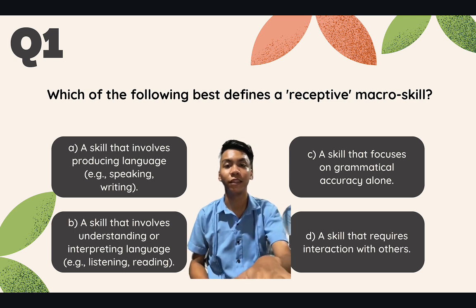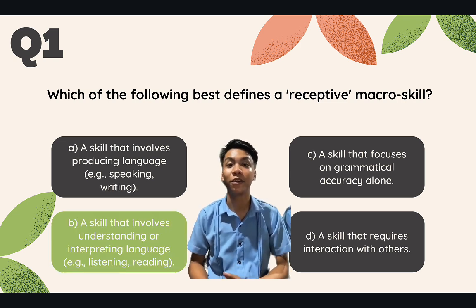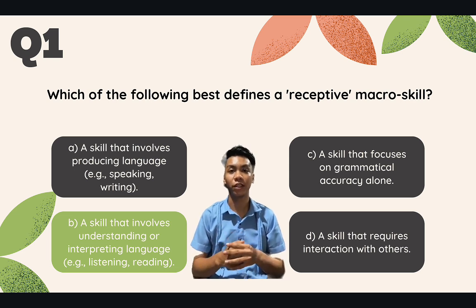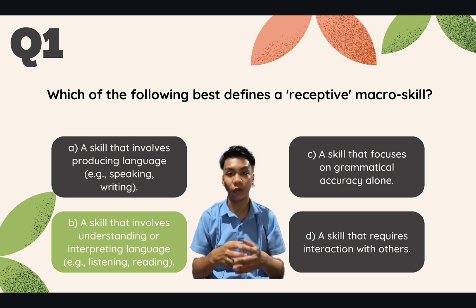Time's up. The right answer is letter B. Receptive macro skills are those where the language learner receives and comprehends information. This means they are taking in language from external sources and processing its meaning. Listening involves understanding spoken language, and reading involves understanding written language.